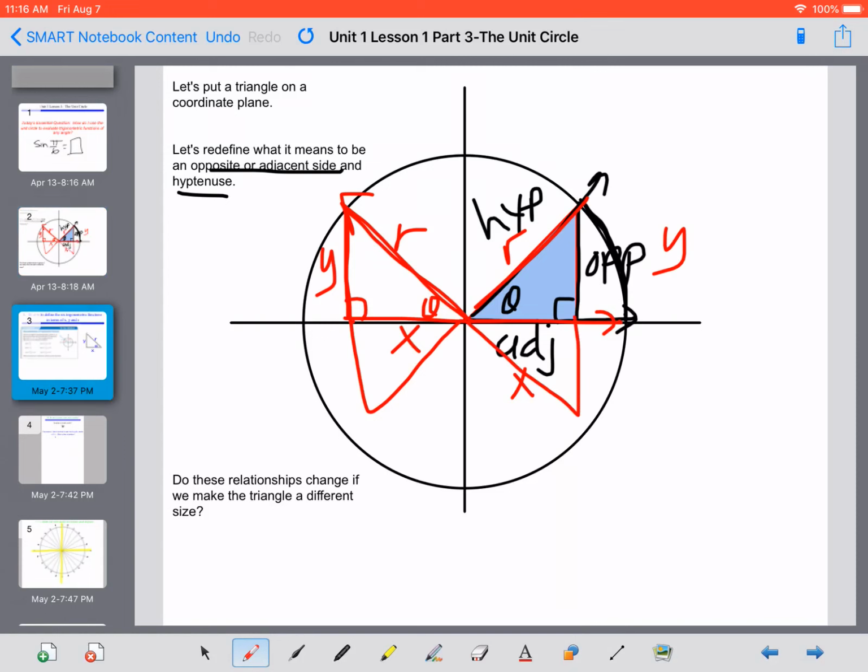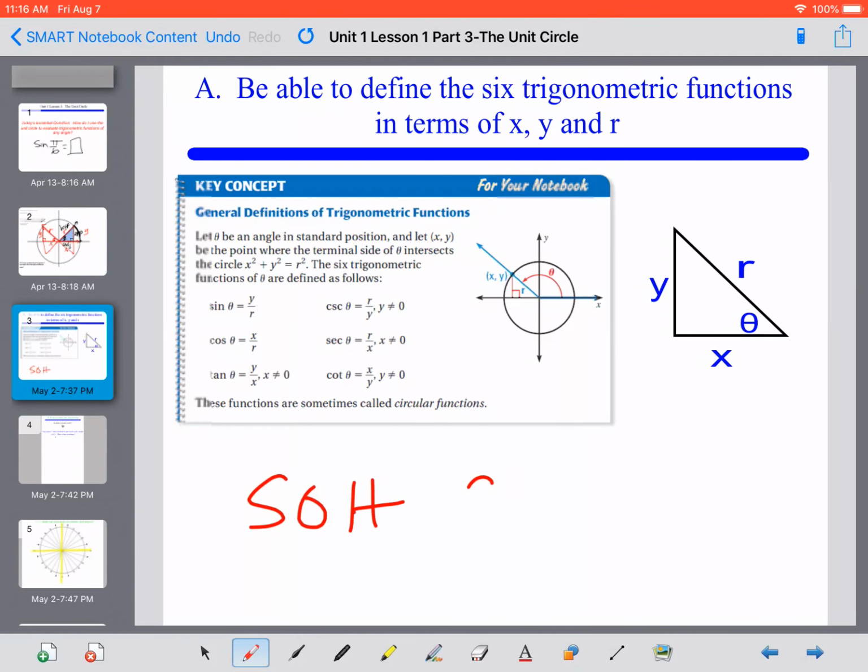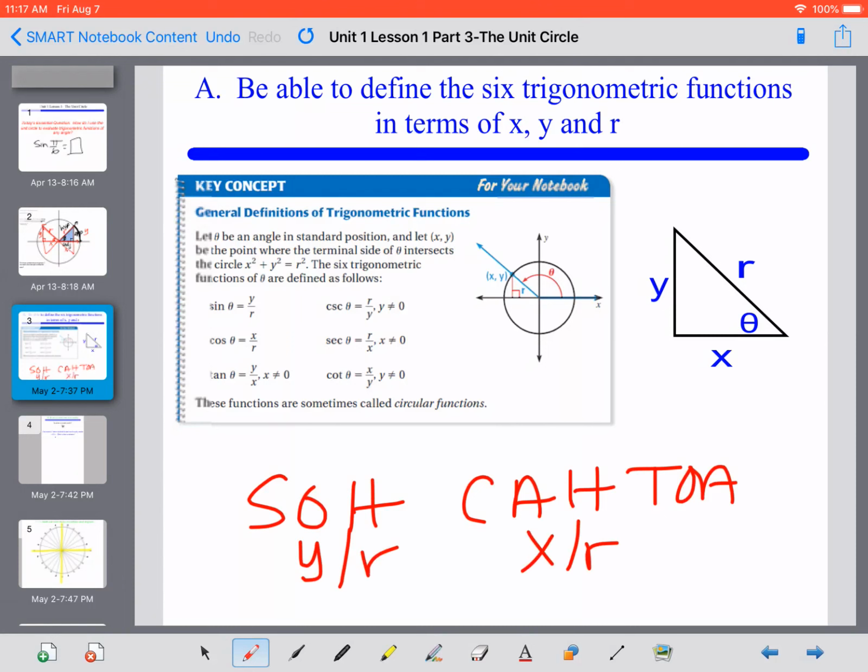So as a result, you'll need to rethink SOHCAHTOA, and you need to think of it in terms of x's, y's, and r's. Your sine is y over r. Your cosine is x over r. Your tangent is y over, I have a mistake there. Let's erase that. Your TOA is y over x. Then your reciprocal functions would just be the reciprocal of those.